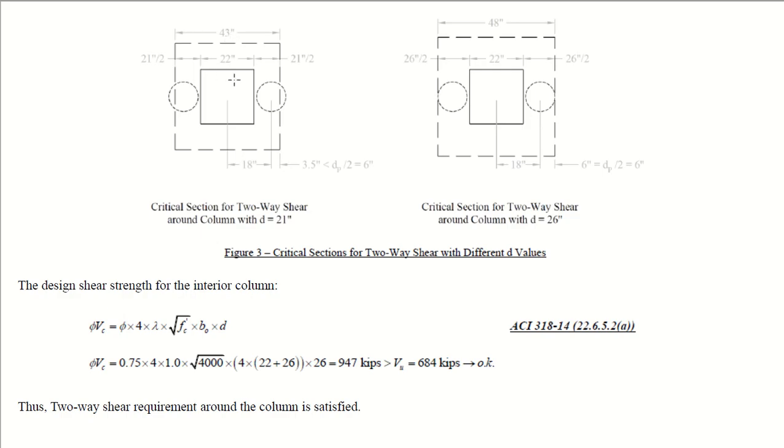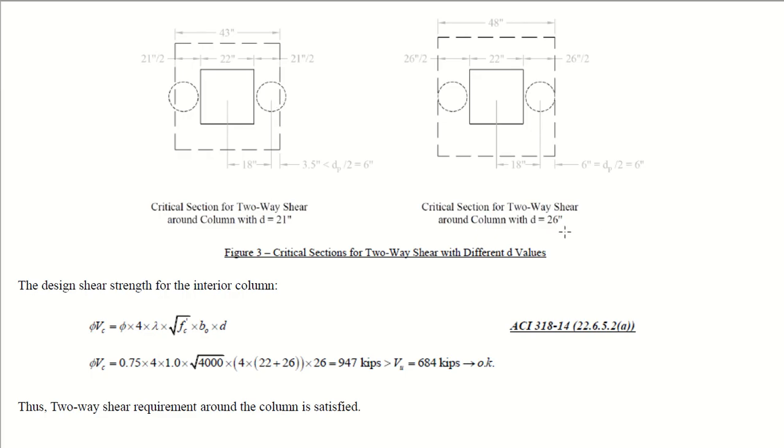We know the size of the column, which is 22 inches. This one is 43 minus 22, 21 divided by 2. Okay, so this distance is 21 divided by 2, which is equal to 10.5 inches. Now the center to center distance between the piles and the column is 18 inches. So we are left with 3.5 inches. Now this distance is 3.5 inches and this is less than or equal to dia of pile divided by 2, which is 6 inches. So in this case, you cannot ignore the reaction of the piles and its contribution in the shear capacity.